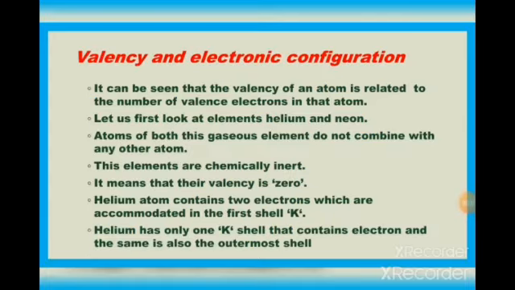It can be seen that the valency of an atom is related to the number of valence electrons in that atom. Let us first look at the elements helium and neon. Atoms of both these gaseous elements do not combine with any other atom. These elements are chemically inert. It means their valency is 0. The helium atom contains 2 electrons which are accommodated in the first shell, K. Helium has only one K shell that contains electrons, and it is also the outermost shell.